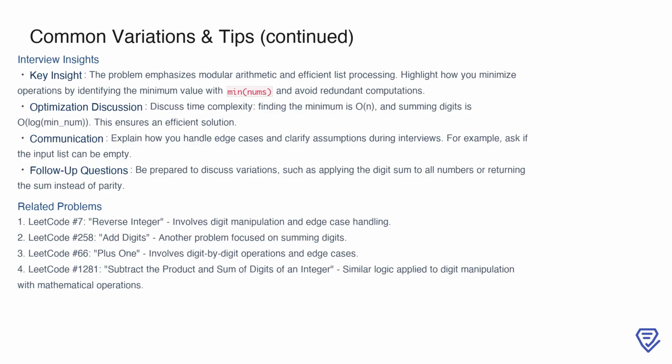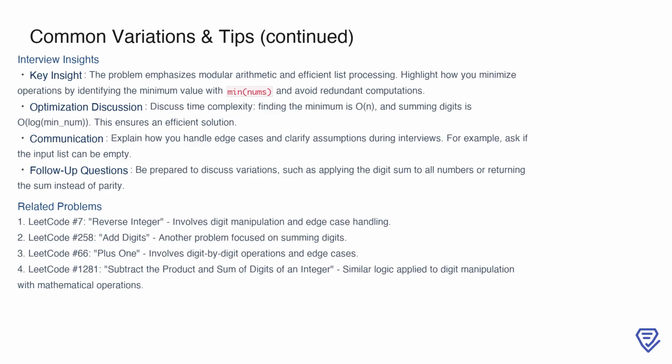From an optimization perspective, the time complexity is straightforward. Finding the minimum value in the list takes O(n), and summing the digits of the minimum number depends on the number of digits, which is O(log min_number). Together, this ensures your solution is efficient.